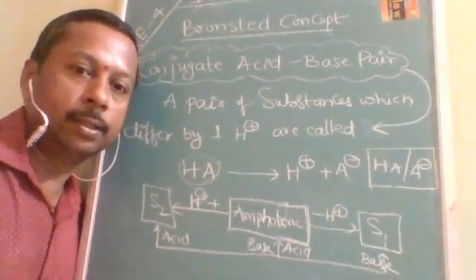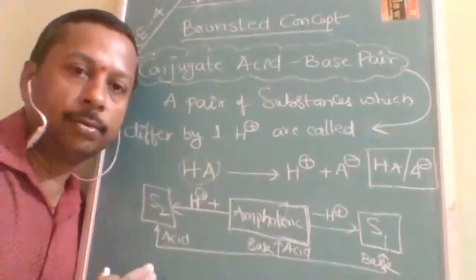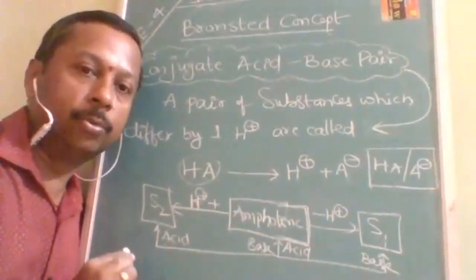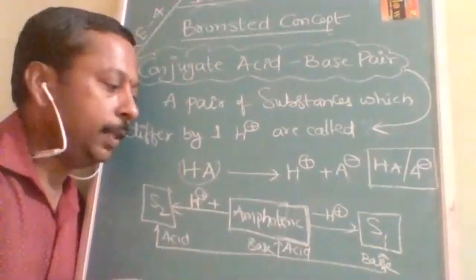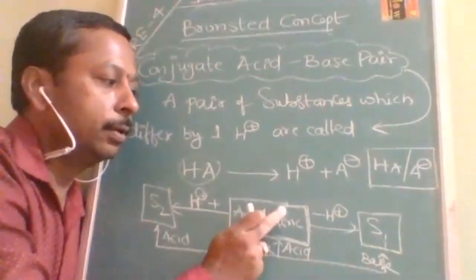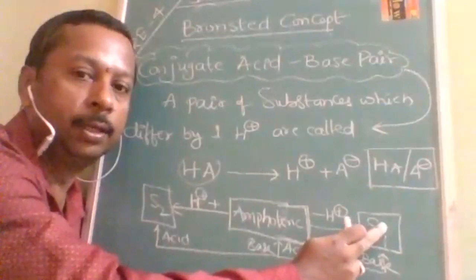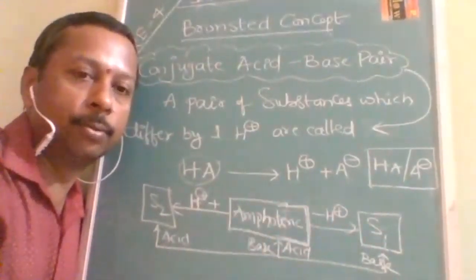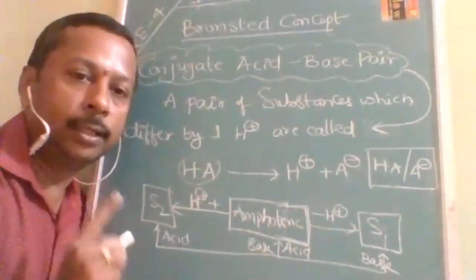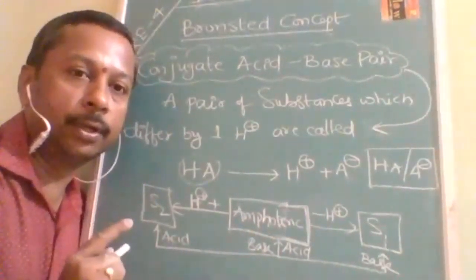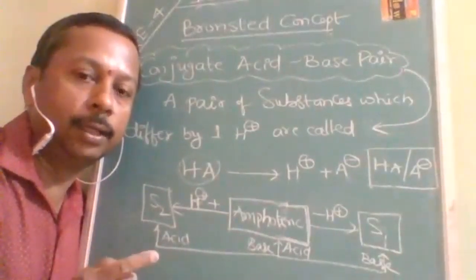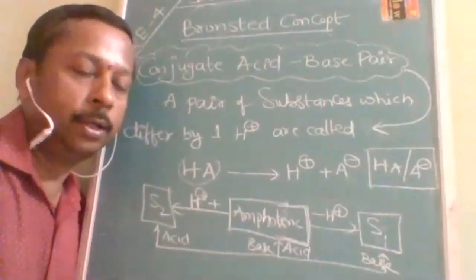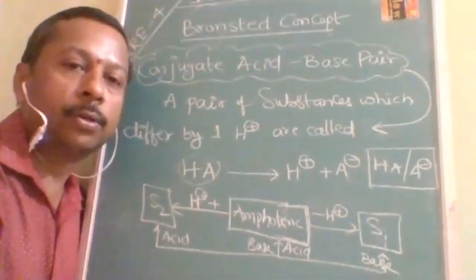Is it understood, students? Are you making notes? Try to make notes and revise them at least two times. This is the most important chapter. Now, suppose the acid is strong, its conjugate base is going to be weak. If the conjugate base is strong, then the conjugate acid is going to be weak. Either acid can be strong or base can be strong. If one is strong, the other will automatically be weak. The conjugate acid of a strong base is weak. That is the rule about the Bronsted concept.